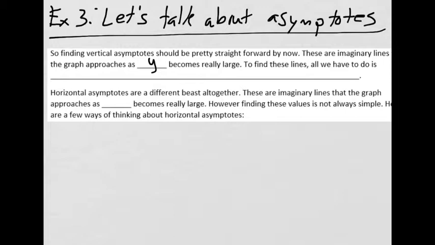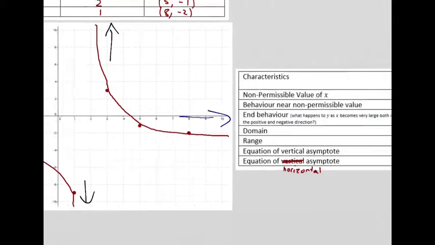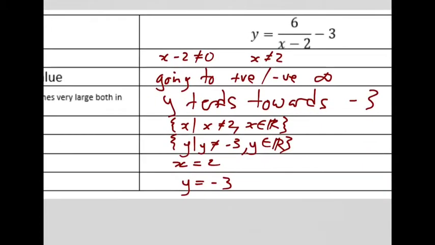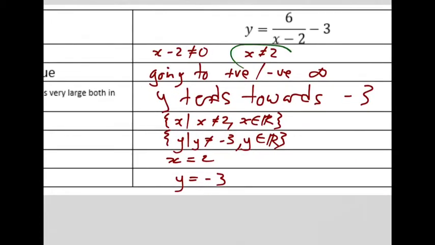Can you follow the shifts and the stretches around? You could follow the shifts and the stretches. There's an easier way. Graph it and take a look. Graph it and kind of eyeball it. That could help you at least gain a suspicion. But you'll notice, just to help a little bit here, the non-permissible value and the asymptote are the same value.